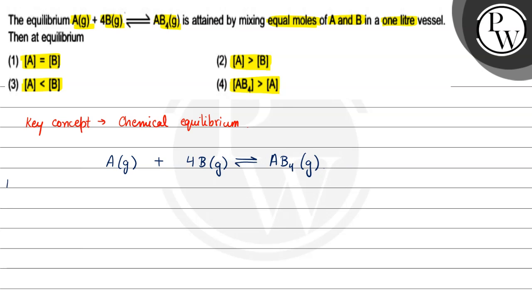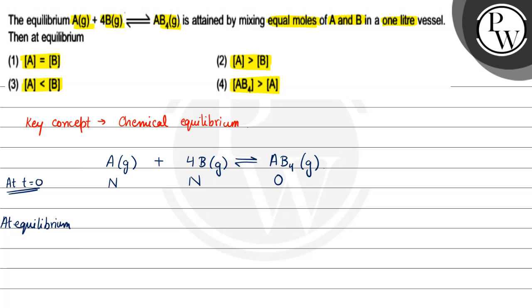So, firstly, at T is equal to 0, मतलब कि जिस टाइम पे मेरा रिएक्शन स्टार्ट नहीं हुआ, इनिशियली A और B के इक्वल मोल्स लिए गए. So, supposingly, I took n moles of A and n moles of B. और AB4 के मोल 0 होंगे because initially सिर्फ reactants होंगे, products नहीं होंगे. Then, at equilibrium, some amount of A and B has reacted to give AB4.